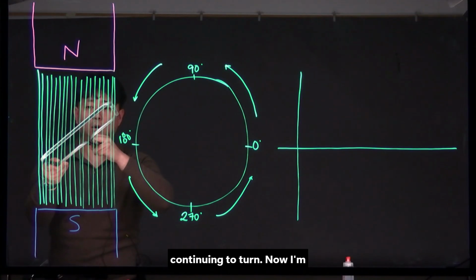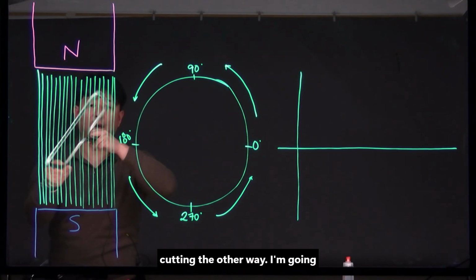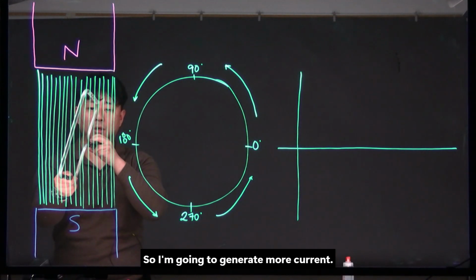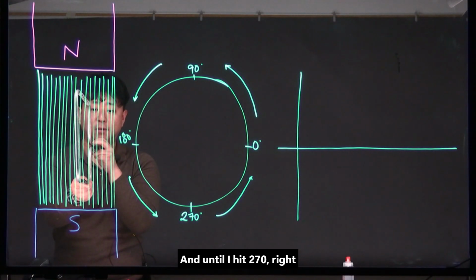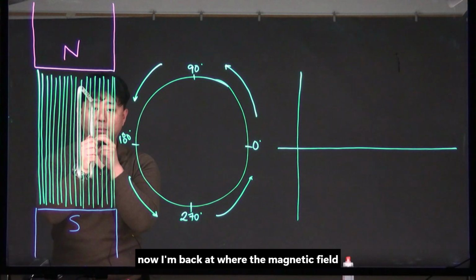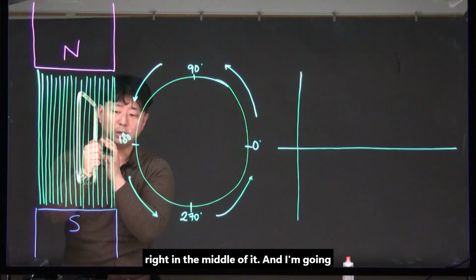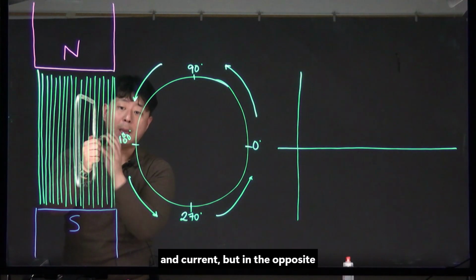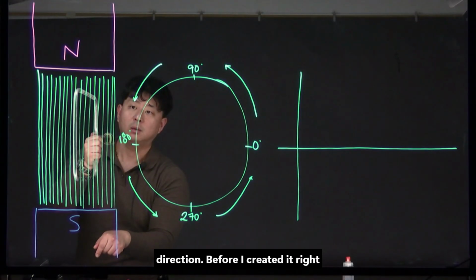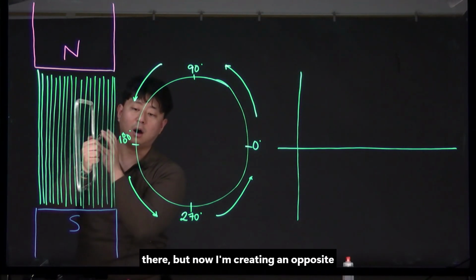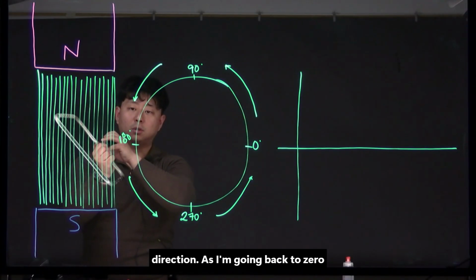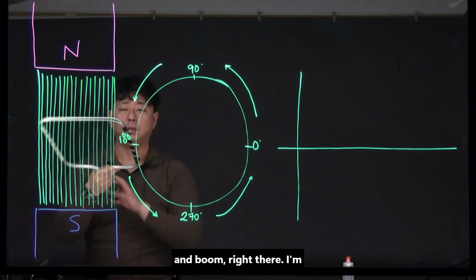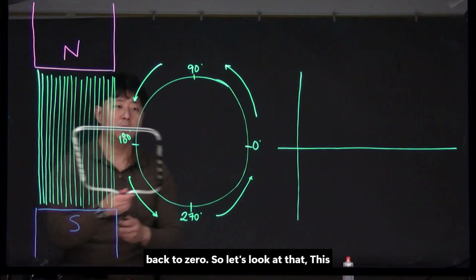I'm continuing to turn. Now I'm cutting the other way. I'm going down, I'm cutting the bottom side of it, so I'm going to generate more current. And until I hit 270, right now I'm back at where the magnetic field is the strongest. I'm fully immersed right in the middle of it, and I'm going to generate the maximum amount of voltage and current, but in the opposite direction. Before I created it right there, but now I'm creating it in the opposite direction. As I'm going back to 0 degrees where I started, I'm cutting less, I'm moving away from the center, and boom, right there. I'm back to 0.